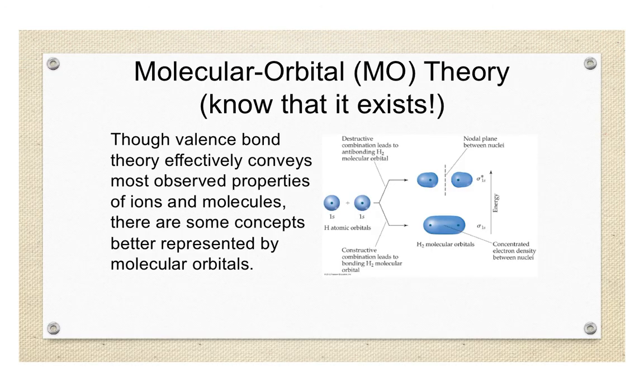All right, so that's valence bond theory. One other theory of bonding that comes out is something called molecular orbital theory. You don't need to know what this is, but you need to know that it exists. Okay, because valence bond theory effectively conveys most observed properties of molecules, but not all. Okay, and we're not even going to talk about what those are.